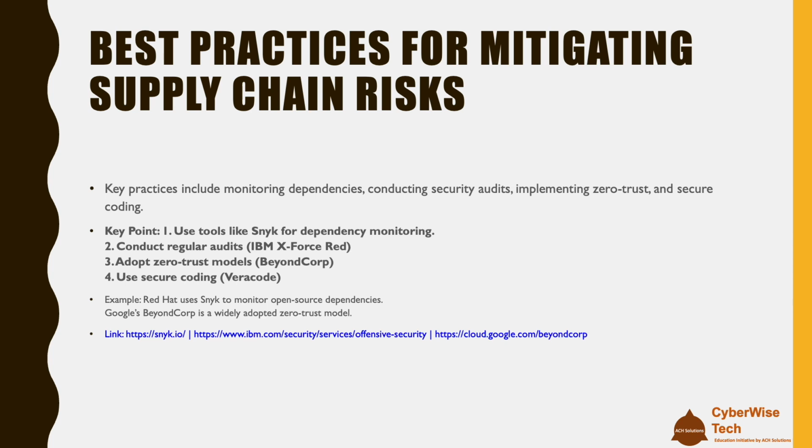For example, IBM X-Force Red Team specializes in identifying security gaps for companies, ensuring that supply chains stay resilient. Third, adopt a zero trust security model like Google's BeyondCorp, which restricts access based on verification instead of relying solely on network perimeter defenses. By implementing these practices, we can significantly improve our supply chain security posture and reduce the risks associated with third-party software.